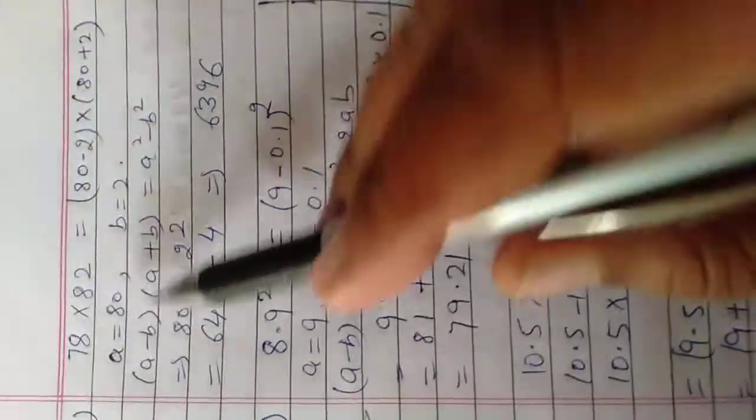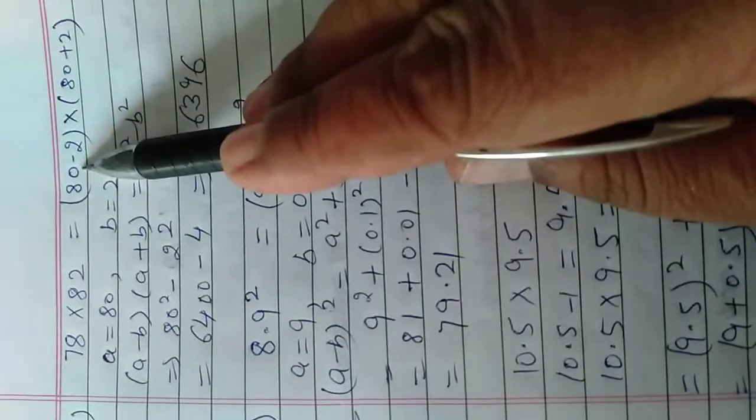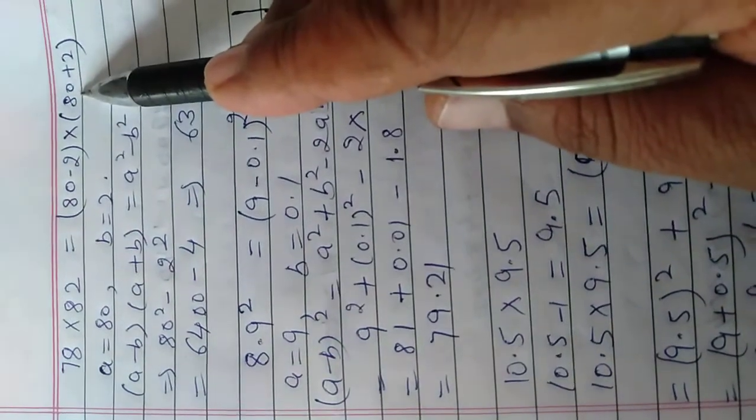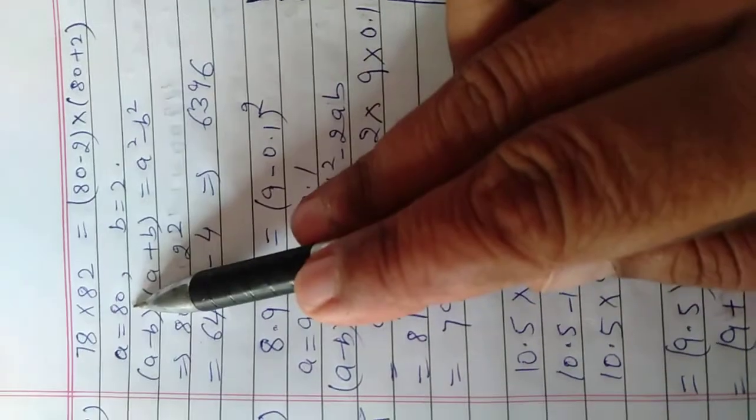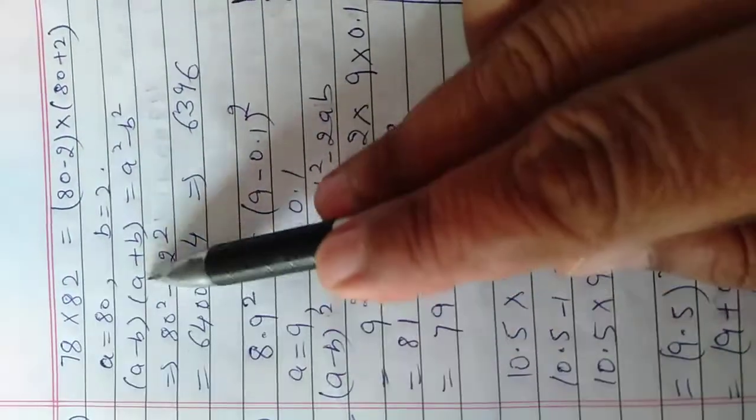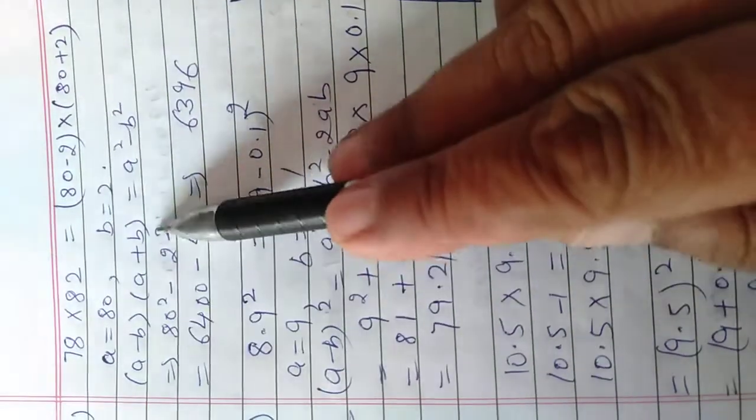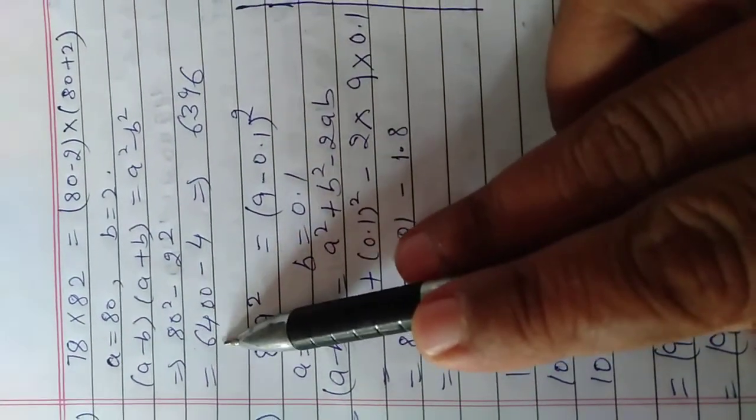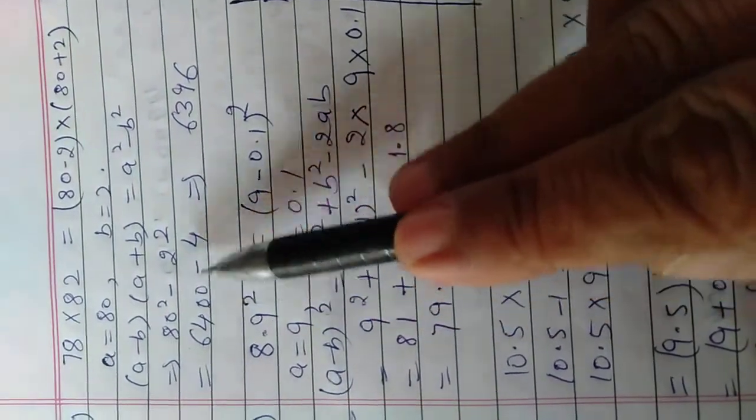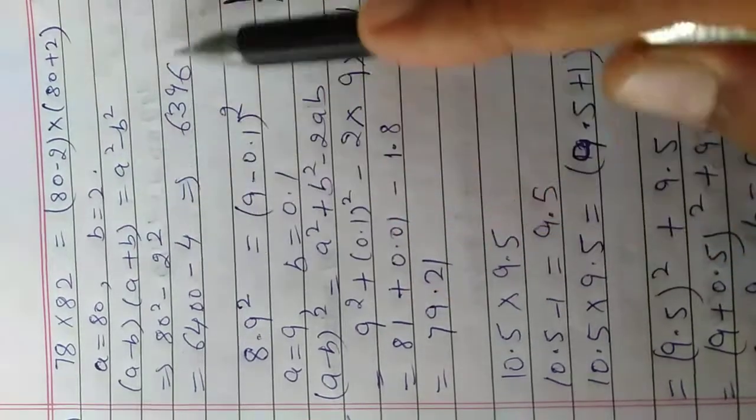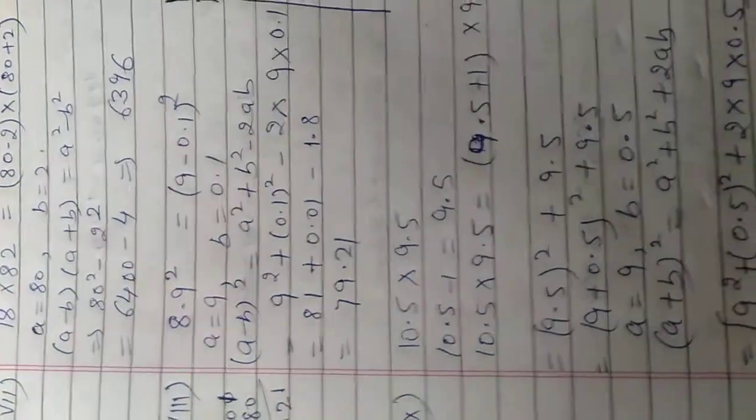Now come to the seventh part. This is 78 multiplied by 82, right? So 78 can also be written as 80 minus 2, and 82 can also be written as 80 plus 2. So let us compare. A is 80, B is 2. So A minus B into A plus B, that is A square minus B square. A is 80, so 80 square minus 2 square. So 80 square, you know 8 square is 64, 0 square means 0 become double 0, minus 2 square is 4. 10 minus 4 is 6. This is 6 3 9 6, right? This is the solution. Come to the eighth part.